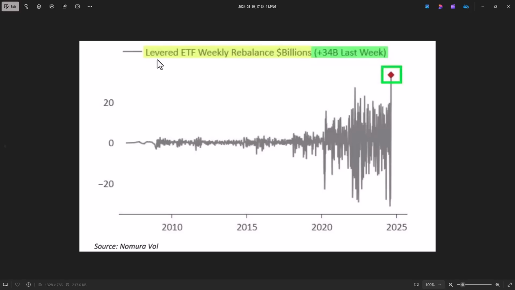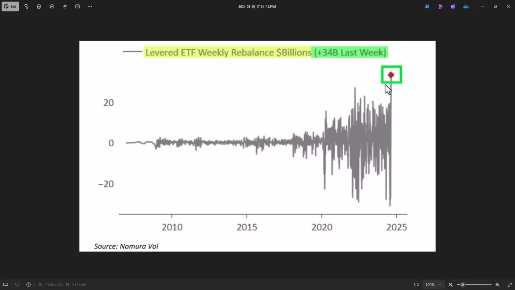Now, in front of us is levered ETF weekly rebalance. 34 billion last week, the highest on record. You can see down here, and I pointed this out on Saturday as well, people got whipsawed. And the people that are telling you they didn't get whipsawed are pretty much the only people left in the universe, because everybody got whipsawed. So don't think you're special because you got whipsawed. Just understand what's going on and figure out how you're going to benefit from it.